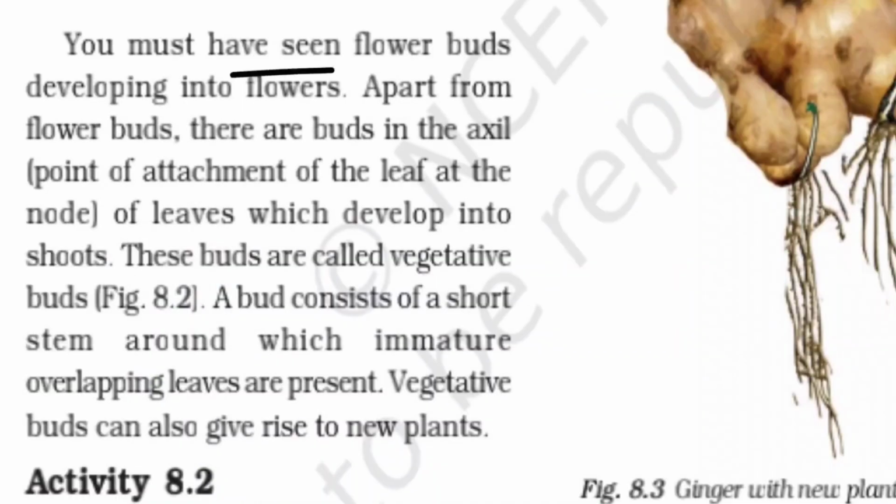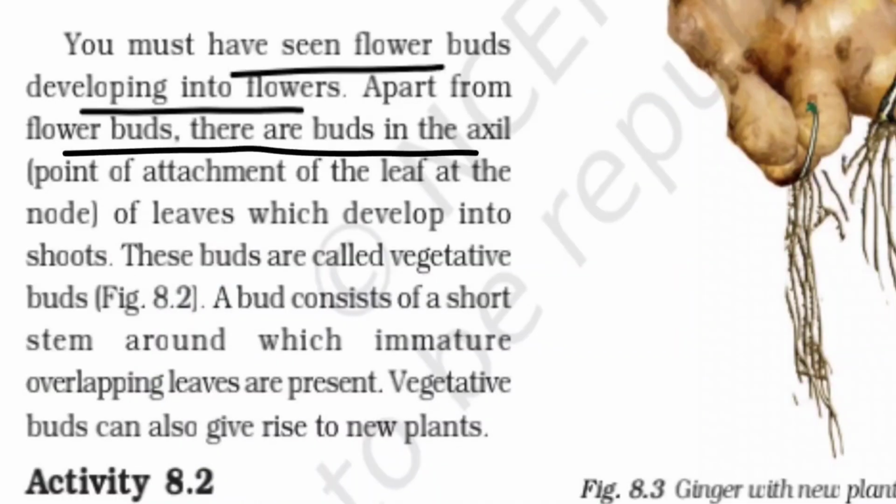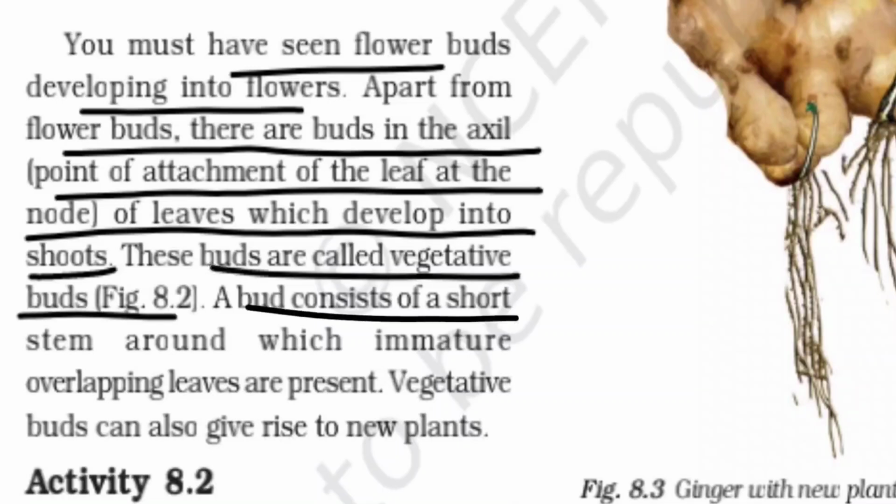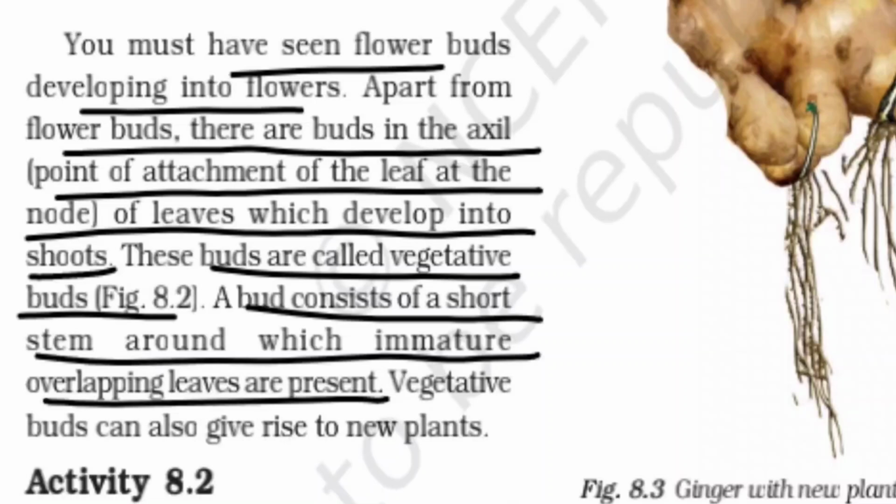You must have seen flower buds developing into flowers. Apart from the flower bud, there are buds in the axillary point of attachment of the leaves at the node of leaves, which develop into a shoot. These buds are called vegetative buds. A bud consists of a short stem around which immature overlapping leaves are present. Vegetative buds can also give rise to new plants.